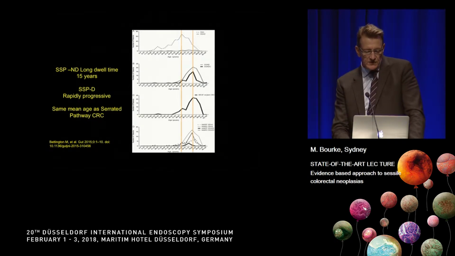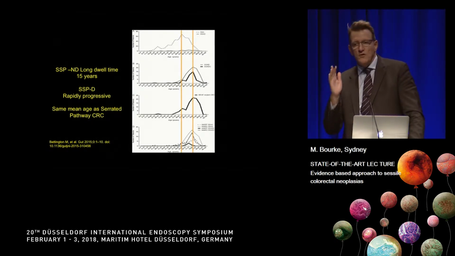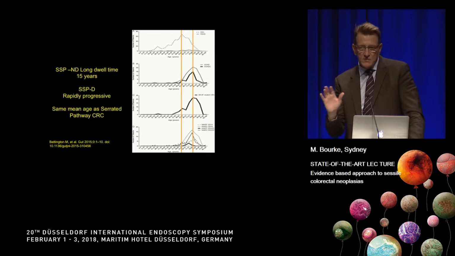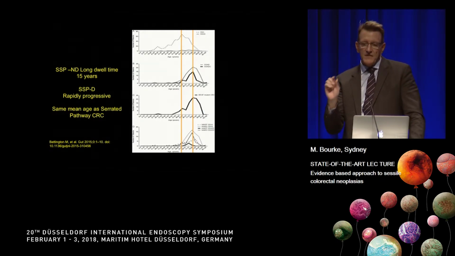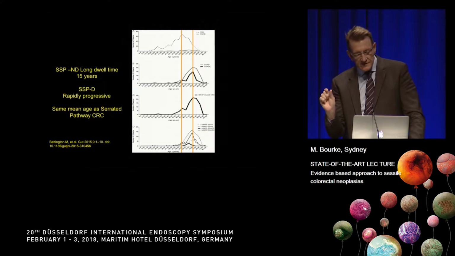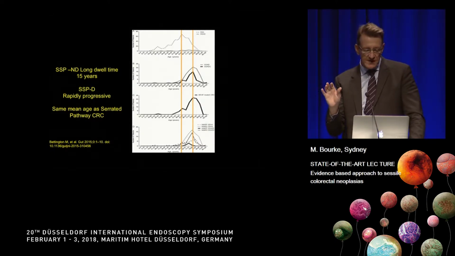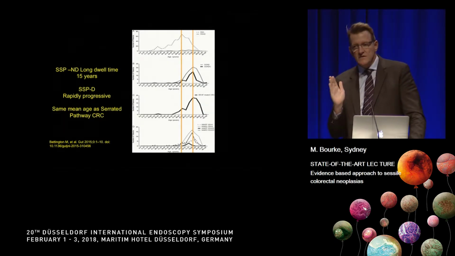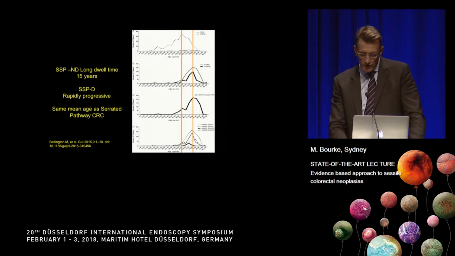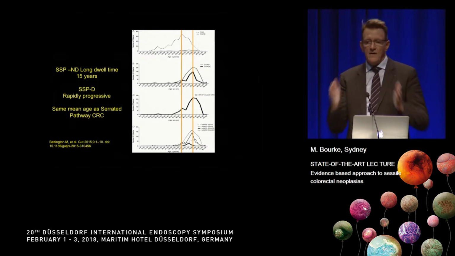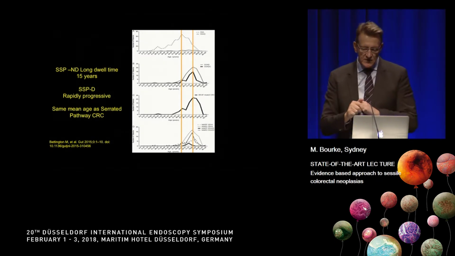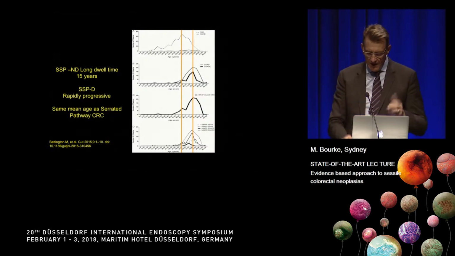And what it shows is that the age of the patient with a non-dysplastic serrated lesion is around 60 years of age. But the age of the patient with a dysplastic serrated lesion, this is a pathology study with molecular markers also built in, the age of the patient with a serrated lesion with dysplasia is the same age as the patient with a serrated pathway cancer. In other words, these lesions, serrated lesions with dysplasia, are rapidly progressive.